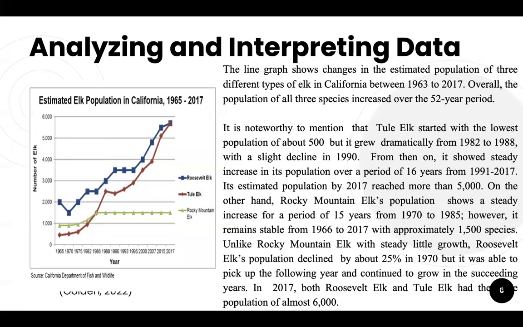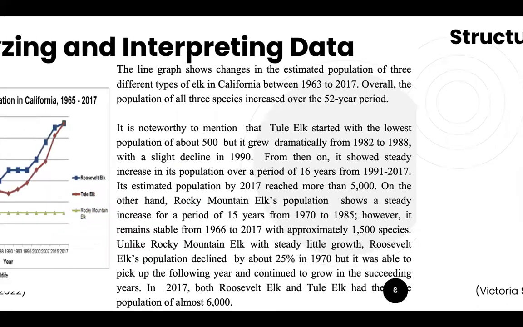On the other hand, Rocky Mountain elk's population shows a steady increase for a period of 15 years from 1970 to 1985. However, it remains stable from 1986 to 2017, with approximately 1,500 species. Unlike Rocky Mountain elk with steady little growth, Roosevelt elk's population declined by about 25% in 1970, but it was able to pick up the following year and continue to grow in the succeeding years. In 2017, both Roosevelt elk and Tule elk had the same population of almost 6,000. So there, that's the body paragraph.